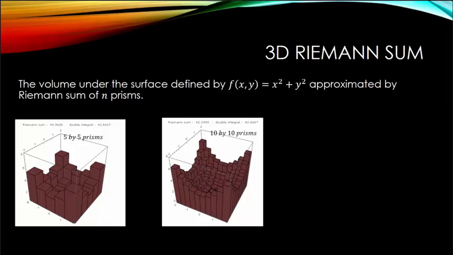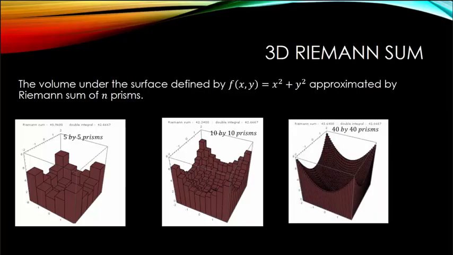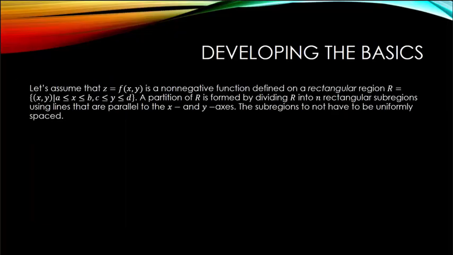42.6667. Now let's increase the number of prisms again, this time to 40 by 40 prisms. In this case, my Riemann sum is approximating the volume by 42.64 square units, while my exact value is still 42.6667 square units. It's still not quite exact, but it's clearly getting closer and closer with each iteration of adding more prisms in my volume. So let's talk about just the basics here.